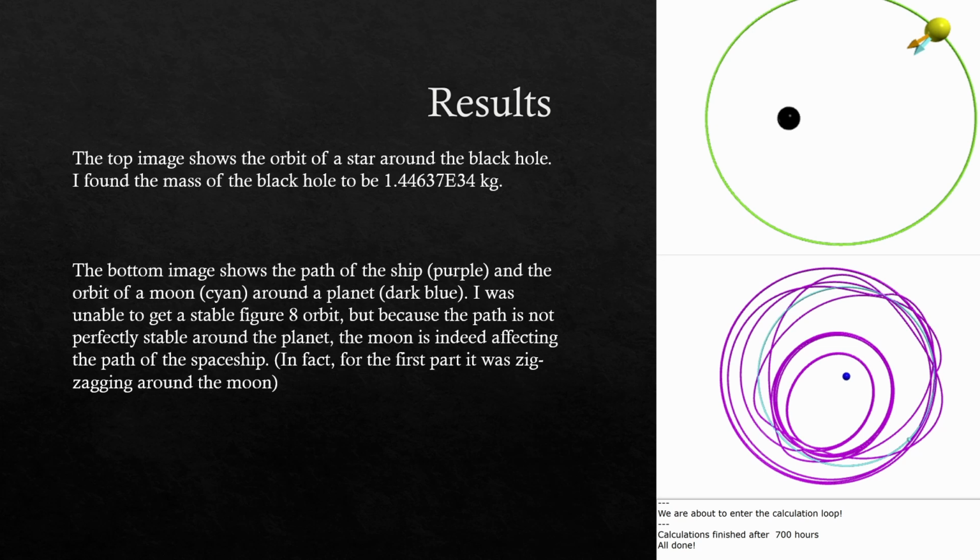The bottom image shows the path of the ship in purple and the orbit of the moon in cyan around the dark blue planet. I was unable to get a stable figure 8 orbit, but because the path is not perfectly stable around the planet, the moon is indeed affecting the path of the spaceship. In fact, for the first part, it was zigzagging around the moon.